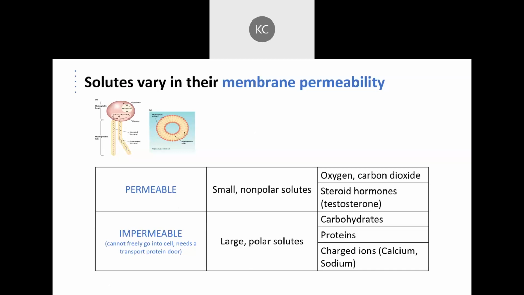These are larger things: carbohydrates, proteins, charged ions like calcium, sodium, potassium, all of those other molecules that you may find in the blood or surrounding cells, like glucose and things like that, amino acids. Those cannot go freely through the membrane, so they have to go in or out through a channel.